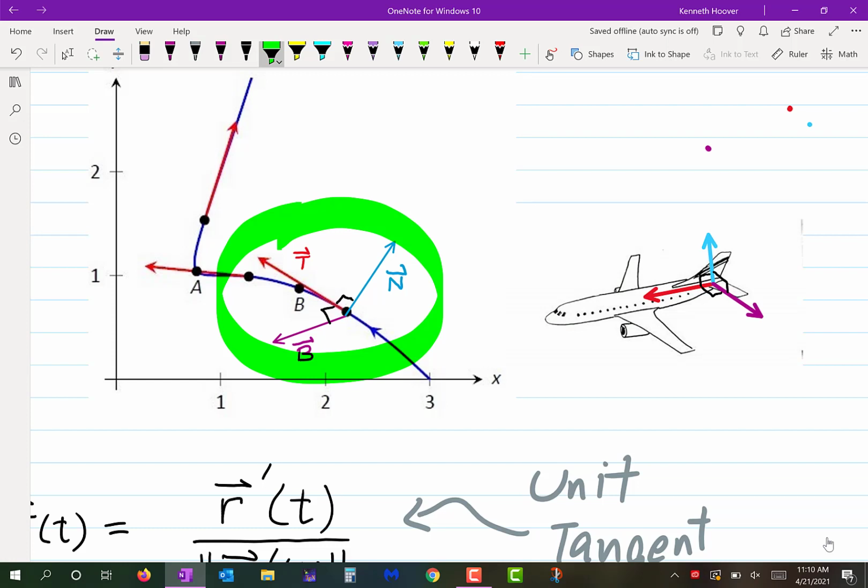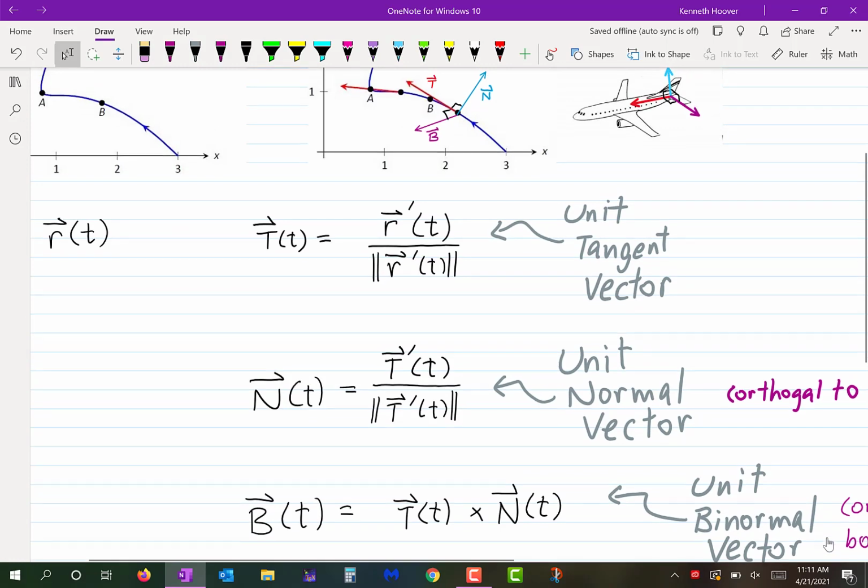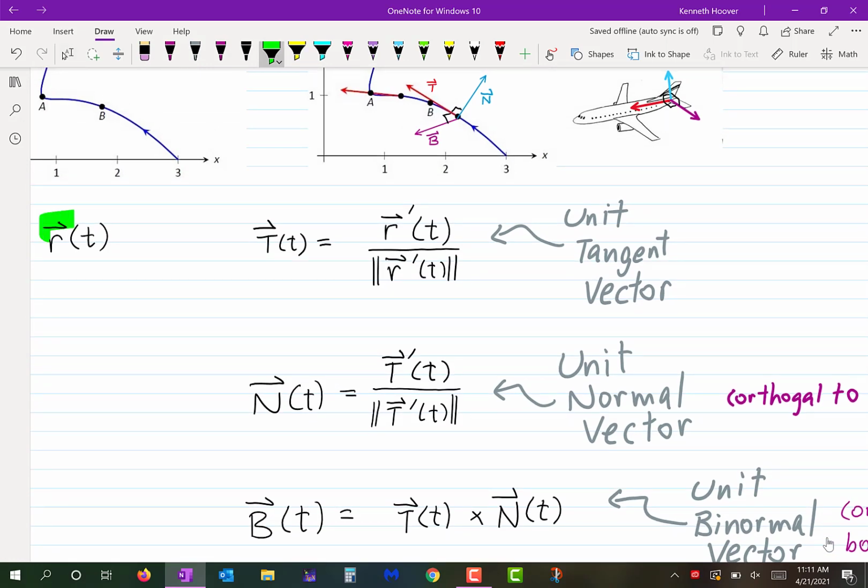And the red part, which is the unit tangent vector, shows me the direction of travel. The blue and the purple vectors, which are the normal and binormal vectors, help me see how the plane is twisting as it turns. So you should be able to calculate, given any vector valued function, these 3 vectors at any location.